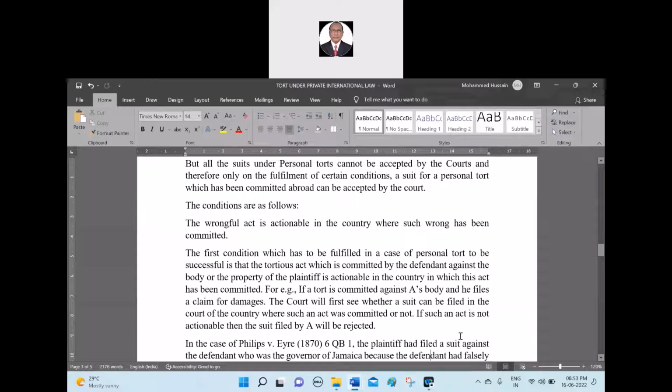So the landmark case law is there. This is Phillips versus Eyre. That is the landmark case law. Let us see how it can be done.